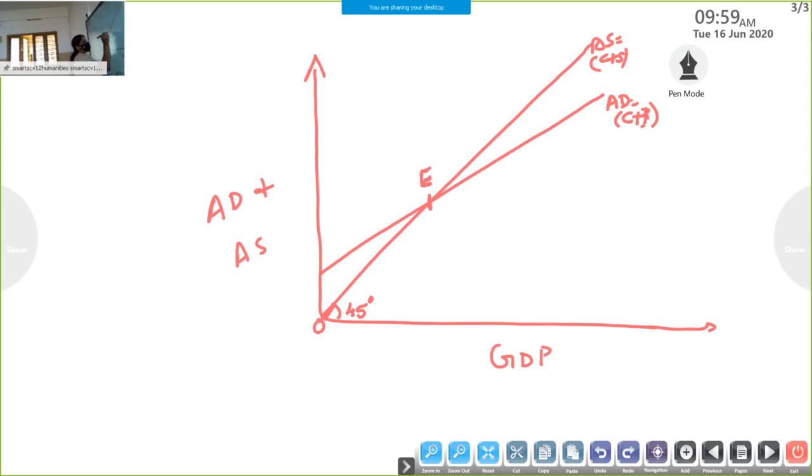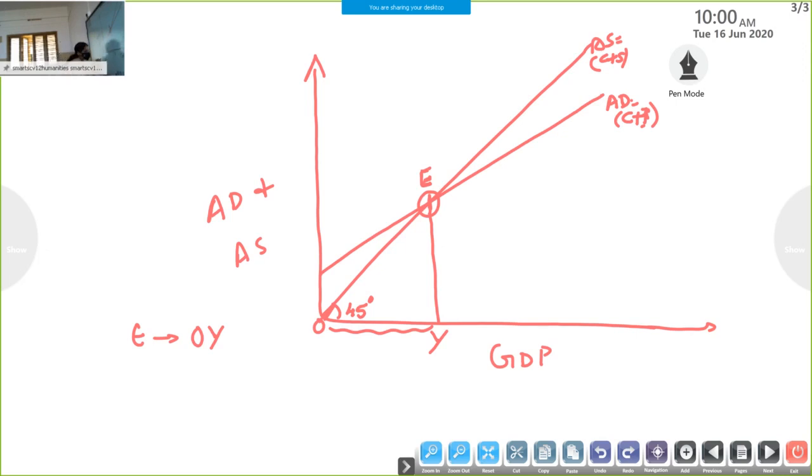So point E shows the economy is in equilibrium at OY level of income. So we can write like this, at point E, what shows equilibrium level of income, that is OY. So OY level of income is equilibrium level of income, or we can say at this point planned expenditure is equal to planned output.